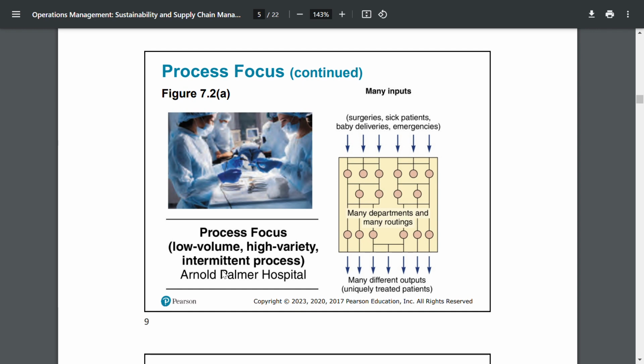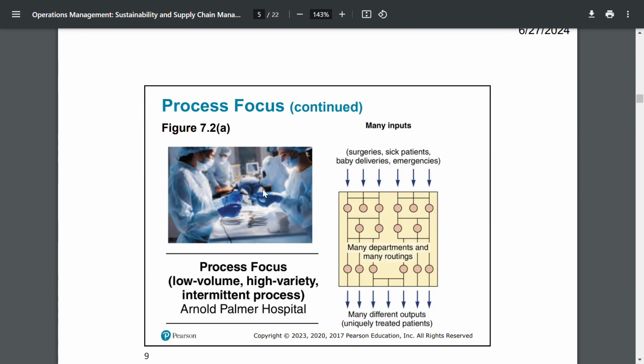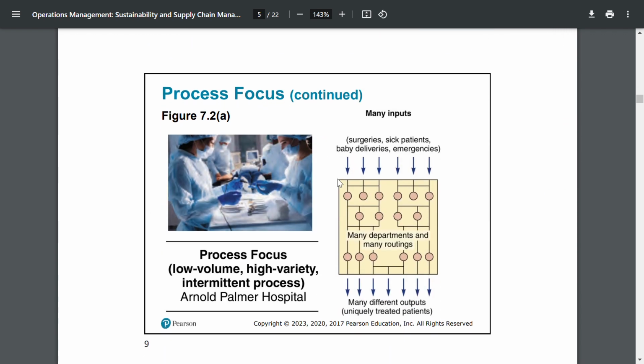And it has many inputs. So, for example, here it turns out that the operation room and the surgery rooms have many inputs, and it's considered a process focus. Okay, so yeah, it's considered a process focus.